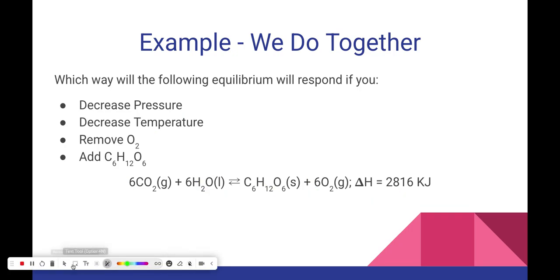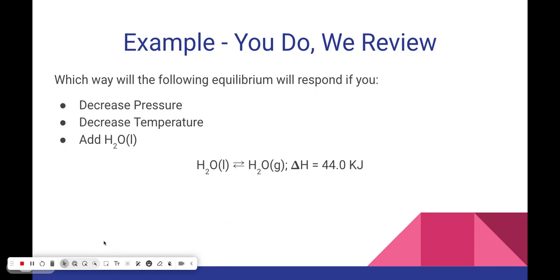So let's do one more example problem, except this is a you do, we review. So we have the equilibrium of water. Liquid is in equilibrium with steam. Delta H is 44 kilojoules. And I want to know what happens if we decrease the pressure, we decrease temperature, and we add some water. So go ahead, guys, pause the video and try this one on your own.